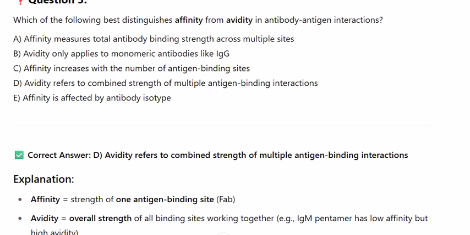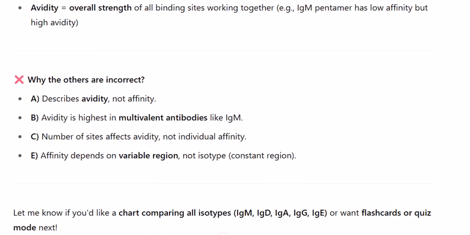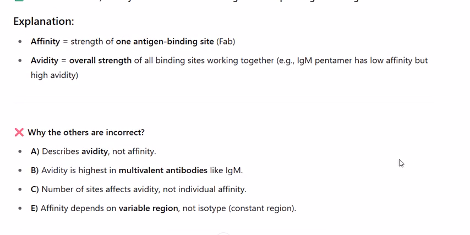Explanation: affinity equals the strength of one antigen binding site. Avidity is the overall strength of all binding sites working together, e.g., IgM pentamer has low affinity but high avidity. Why the others are incorrect? A. Describes avidity, not affinity. B. Avidity is highest in multivalent antibodies like IgM. C. Number of sites affects avidity, not individual affinity. E. Affinity depends on the variable region, not the isotype, constant region.